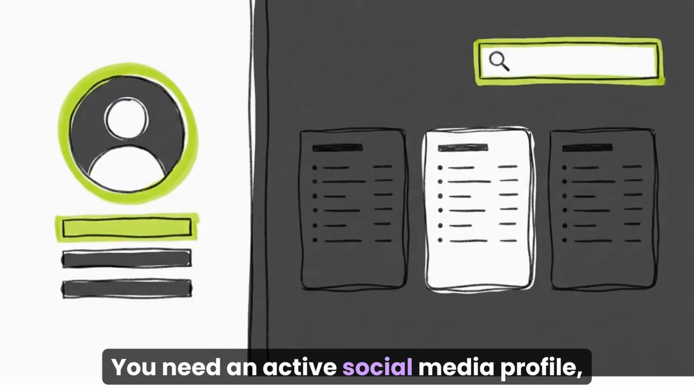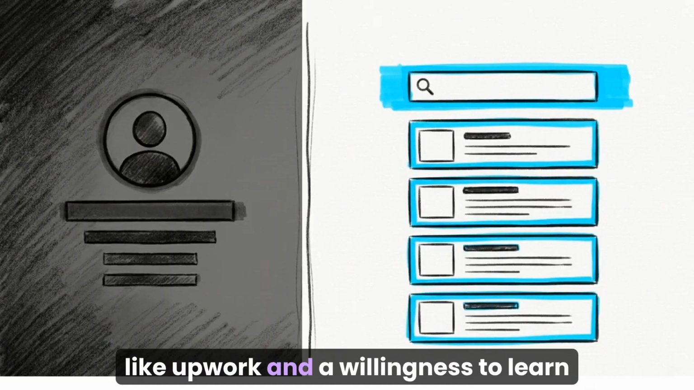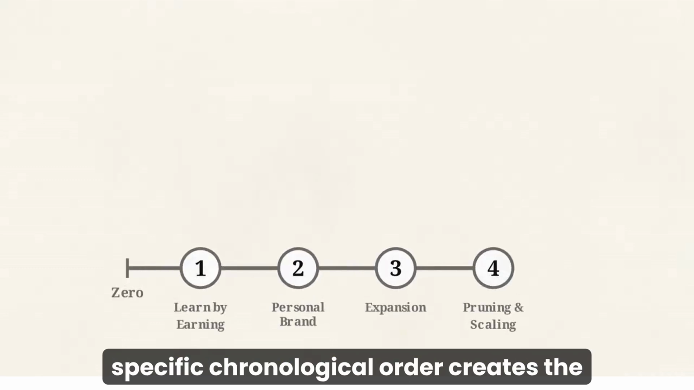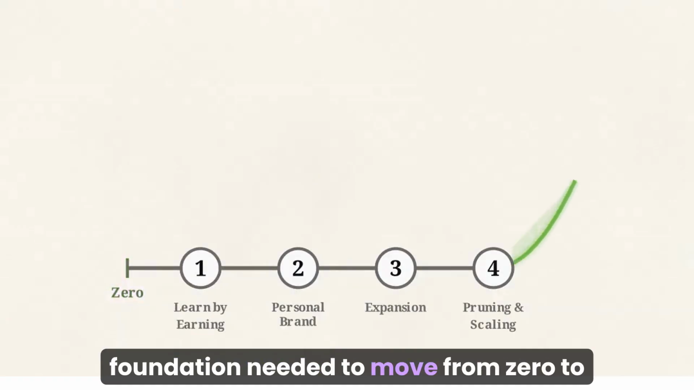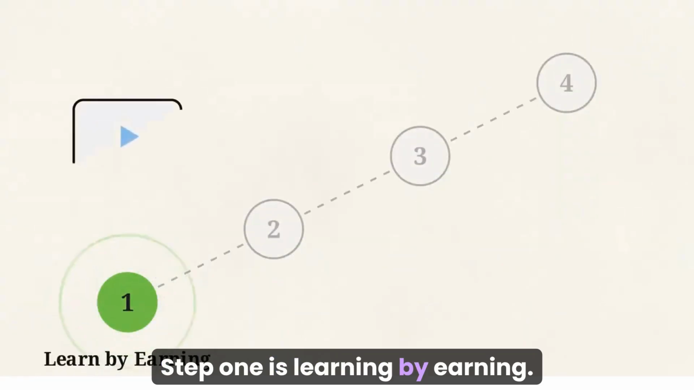You need an active social media profile, an account on a freelance marketplace like Upwork, and a willingness to learn on the job. Executing the next 4 phases in this specific chronological order creates the foundation needed to move from 0 to $1 million run rate. Step 1 is learning by earning.